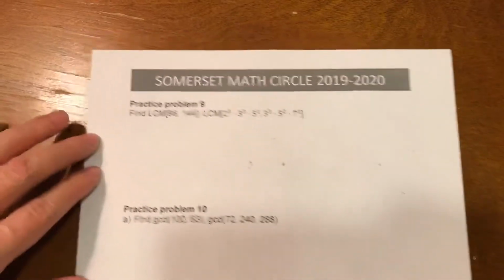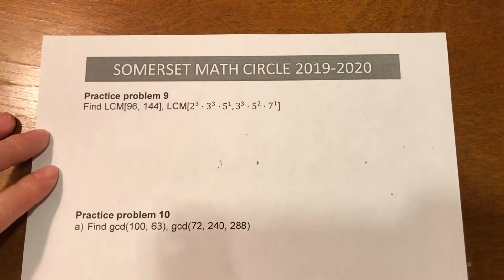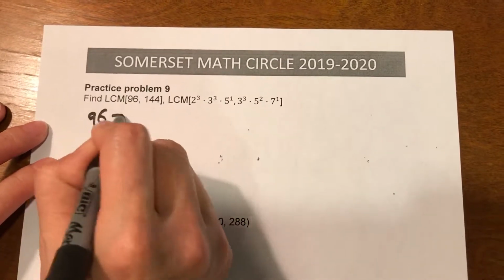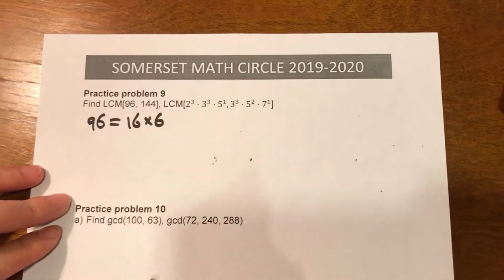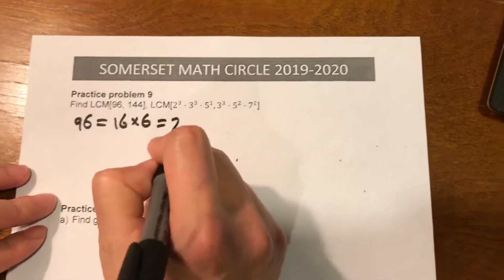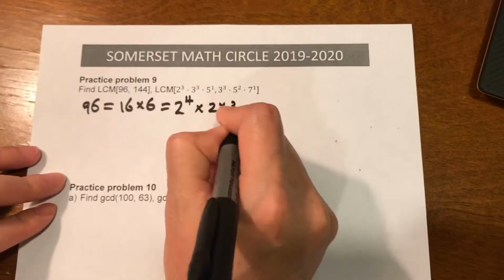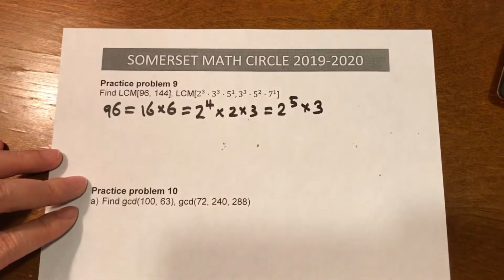Practice problem 9. Find the least common multiple of these two numbers. So first, we can decompose 96 into, say, 16 by 6. 16 is 2 to the power of 4. 6 is 2 multiply 3. Therefore, it is 2 to the power of 5 multiply 3.